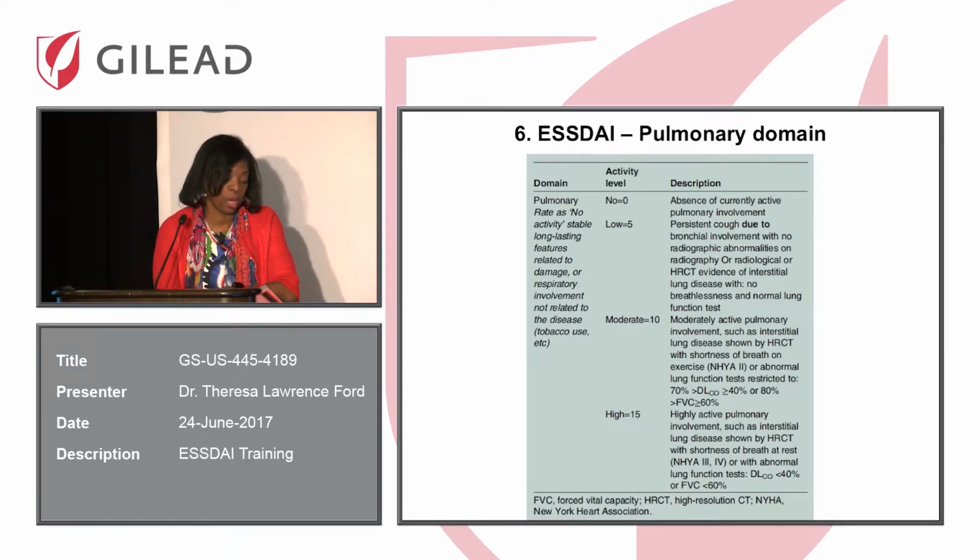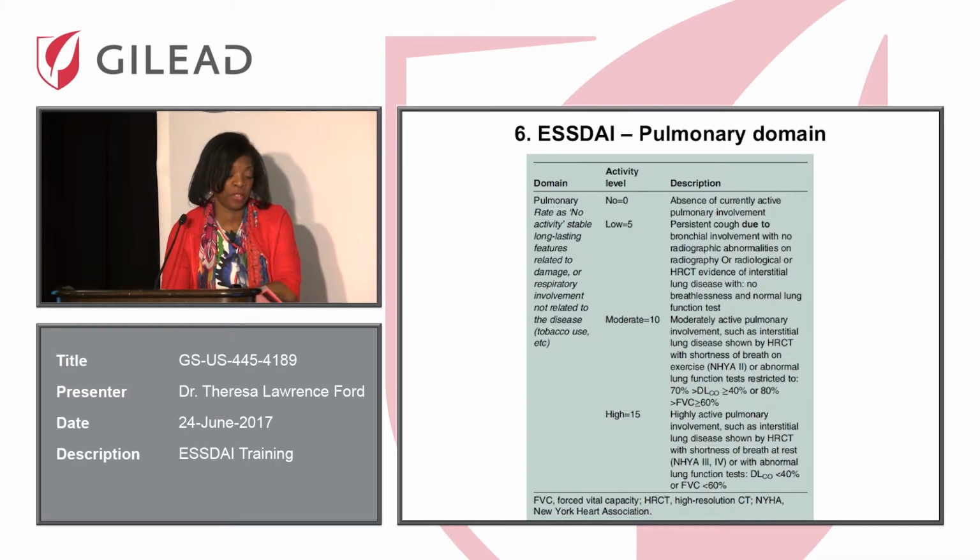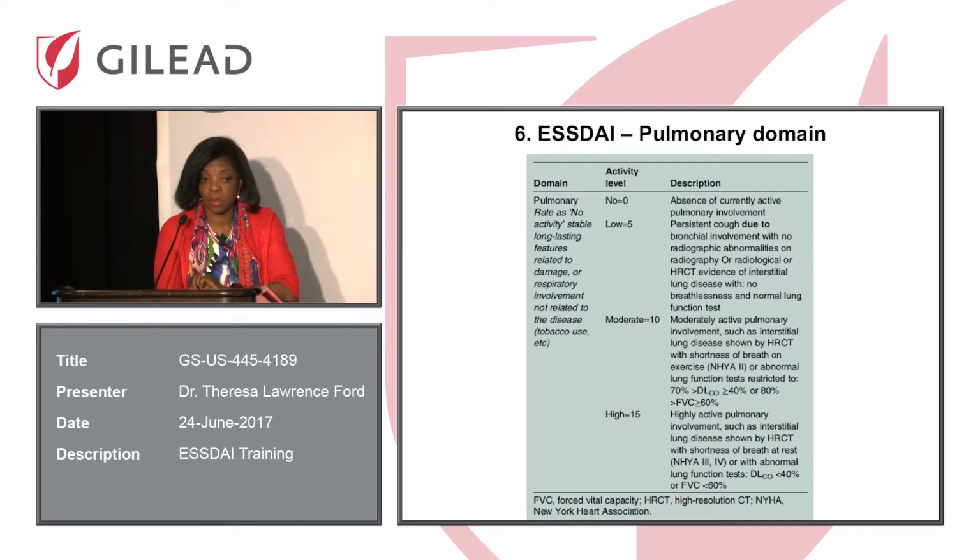plain X-rays or radiological or high-resolution CT evidence of interstitial lung disease, with no symptoms of shortness of breath and having a normal lung function test. Moderate would be a 10 if there is moderately active pulmonary involvement, such as interstitial lung changes on HRCT, some symptomatic shortness of breath on exercise by NYHA 2, or abnormal lung function test related to the diffusion capacity with the DLCO greater than 40%, from 70% to 40%, or 80% of forced vital capacity being greater than 60, between 80 and 60.